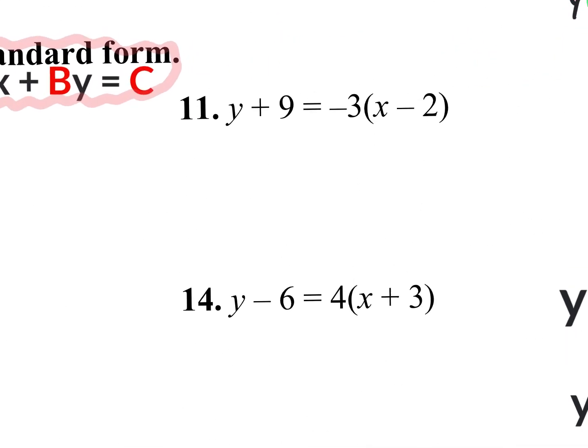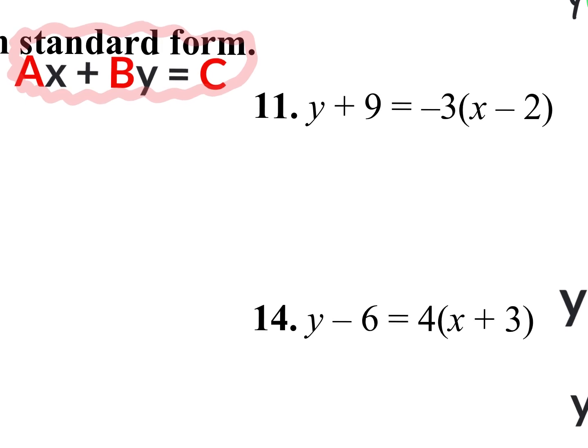11. Let's all take a look at number 11, which is pretty clear that it's in point slope form. y minus y1 equals m parentheses x minus x1. Who cares what form it's in? We want it to look like this, standard form. And we know that standard form doesn't have parentheses. So if you want to get rid of the parentheses, what are you going to do?